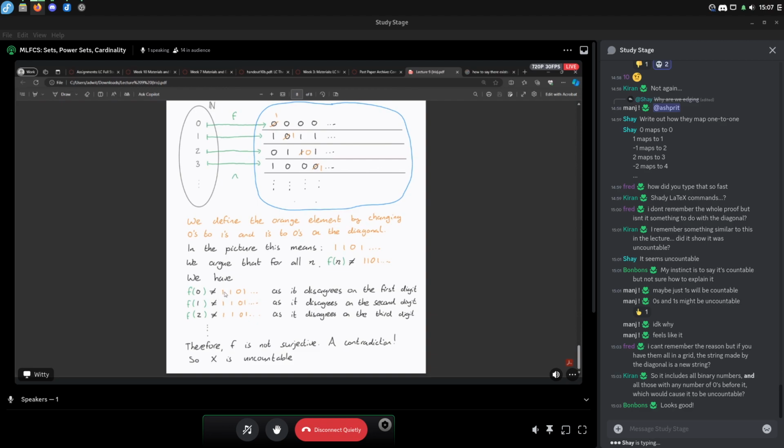This one would change to a 1. This one was originally a 0, it would be a 1. Then this one would change, and this one would change. So it would disagree on the first digit, and the second digit, and the third digit.